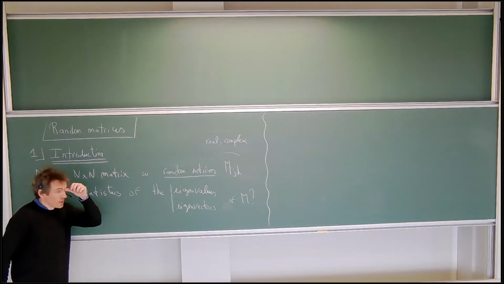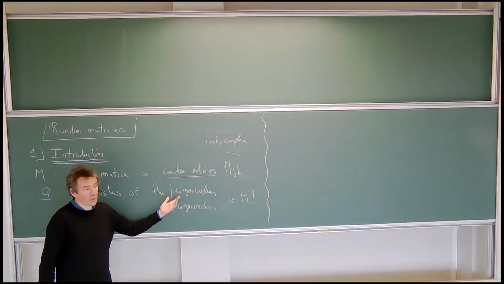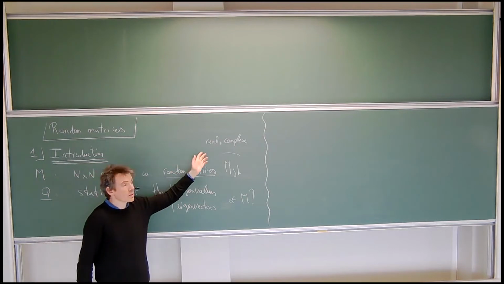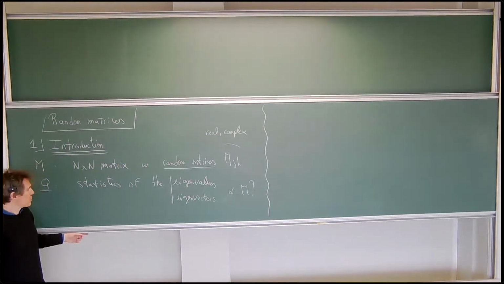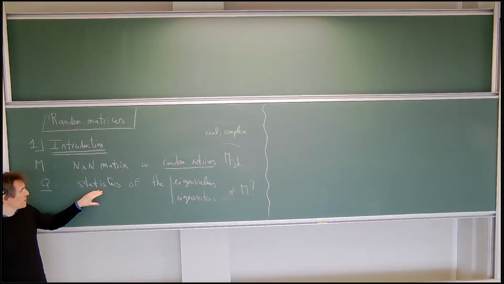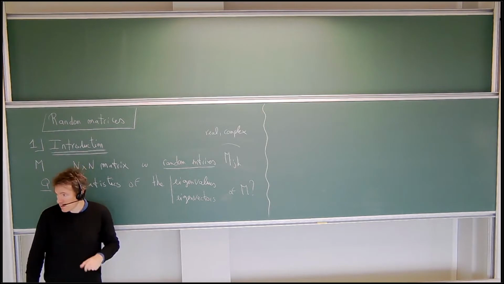Okay, so let me just say it again rather quickly. The subject of random matrices that we will deal with is indeed constituted from these basic ensembles of random objects, which are n by n matrices, where the entries M_jk are random variables, which might be either real or complex. And the basic questions that we are after concern the statistics of the eigenvalues or the eigenvectors of M.